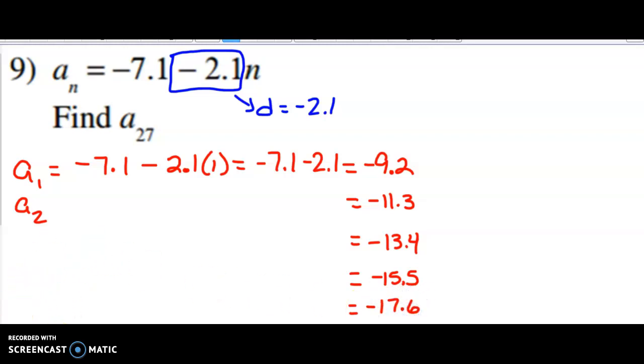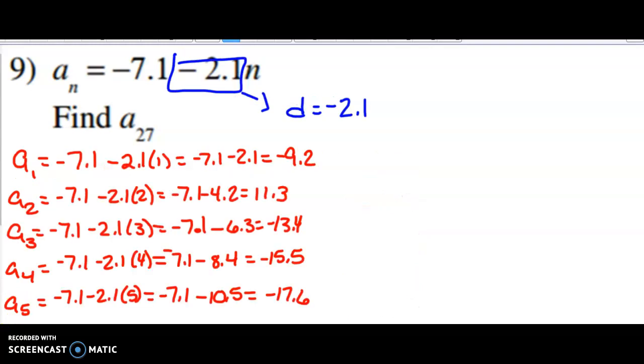I'm going to pause the video and I'm going to work all of these out just to make sure that the answers that I get are correct. Okay, I've worked all of them out and we still had the same answers that we did when we just used the common difference to find the next one.